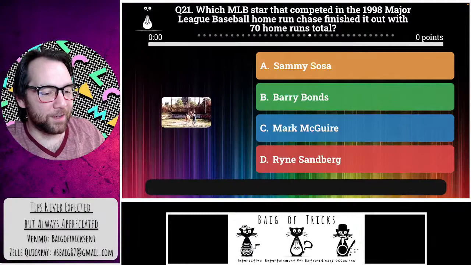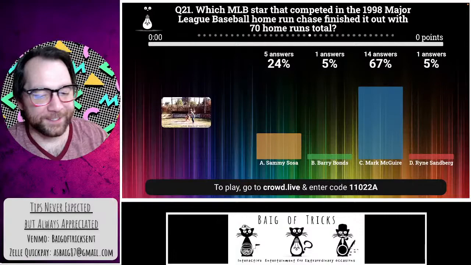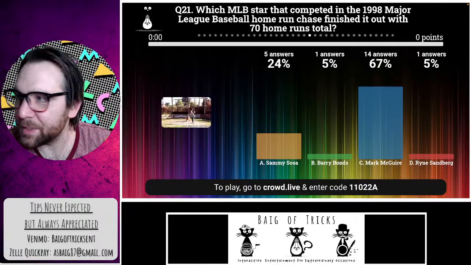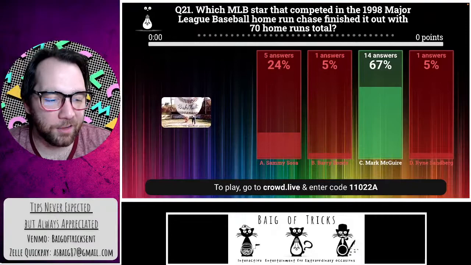All right, everybody's in. So, a couple of us were unsure here. 5 of us thought it was Sammy Sosa. He was part of this big battle. 14 people said Mark McGwire. The correct answer was, in fact, Mark McGwire. Sammy Sosa would finish with 66, I believe.